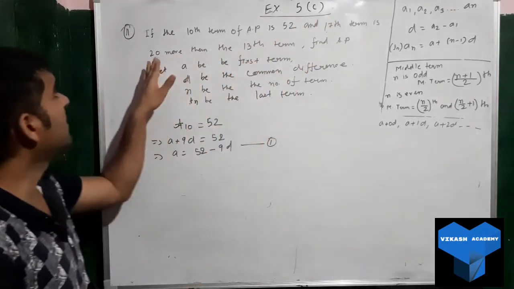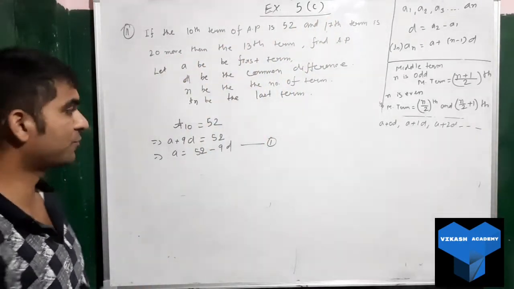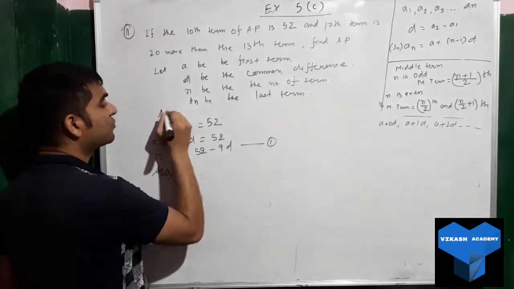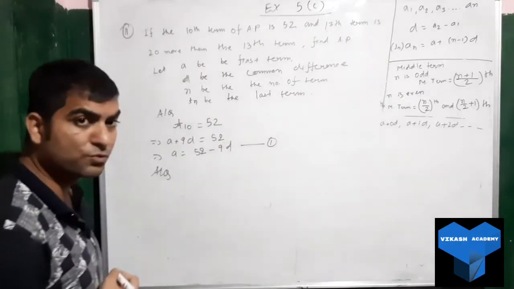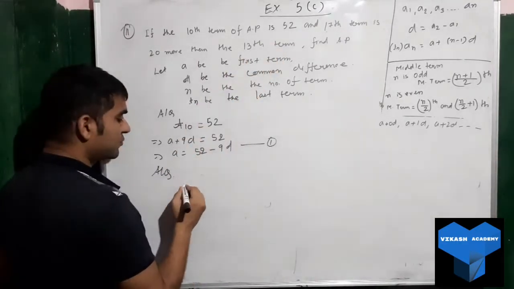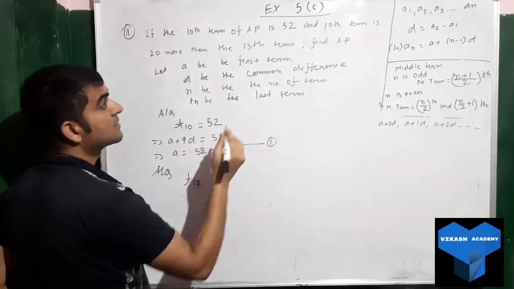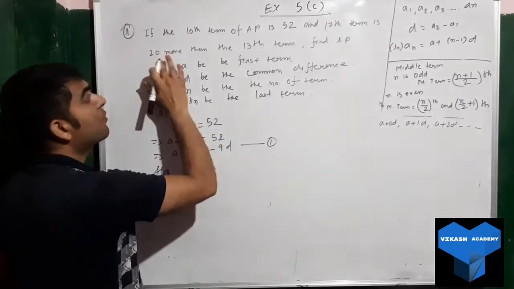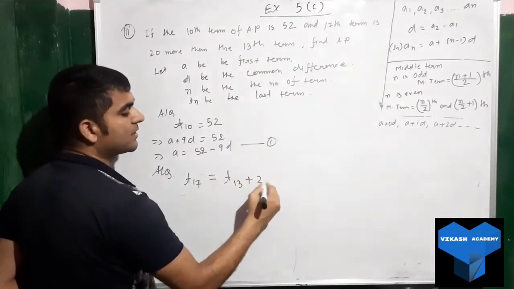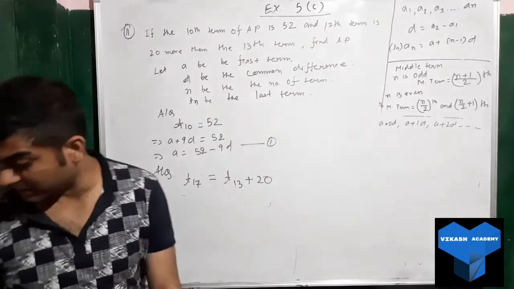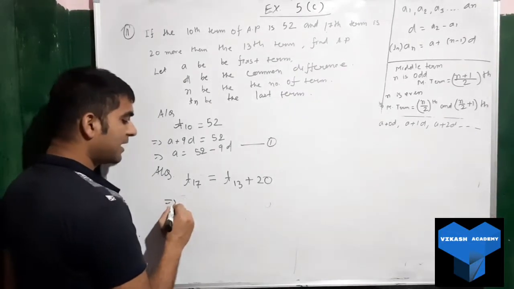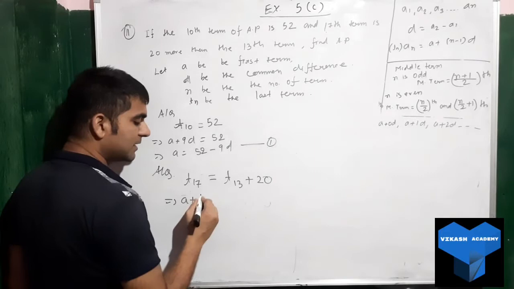The 17th term is 20 more than the 13th term. So, according to the question, we can write T17 equals 20 more than T13. So T13 and how much more? 20 more. Yes, 20 more. Now T17, I will write A plus how much?